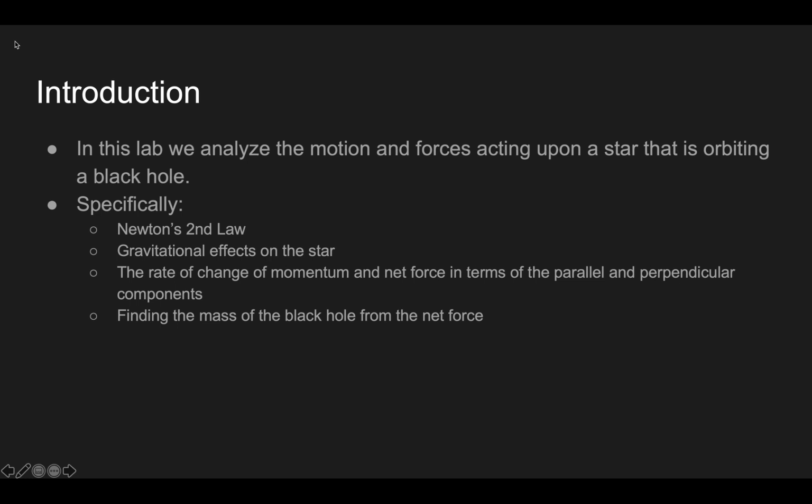The objective for this lab was to analyze the motion and forces acting upon a star that is orbiting a black hole to determine the mass of the black hole. We used concepts like Newton's second law, the gravitational effects of the star, the rate of change of momentum, and net force in terms of the parallel and perpendicular components to determine the mass of the black hole and to better understand the forces that contribute to everyday motion.